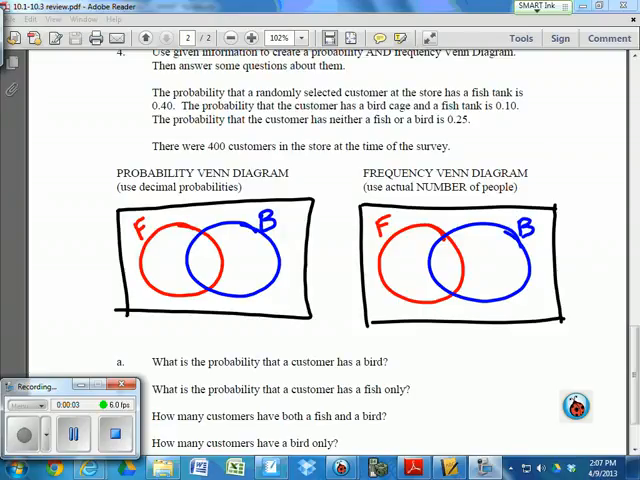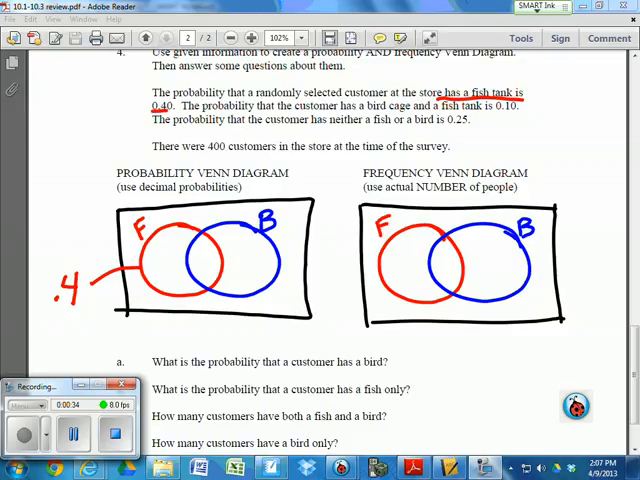Number 4 on the review has the customers of a pet store, and it's talking about 40% of the people have a fish tank. So what circle is that, red or blue, or is it just a portion of one? When they say the probability that a randomly selected person has a fish tank is 0.4, is that the whole red circle? Actually, yes, the whole red circle is worth 0.4.